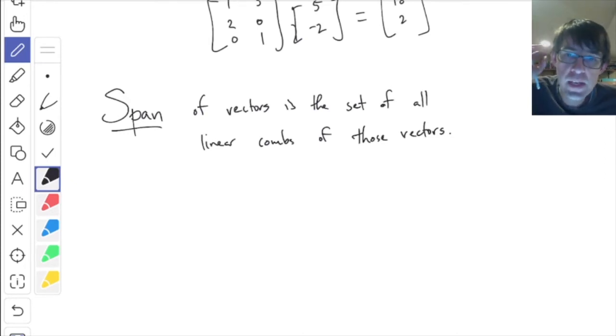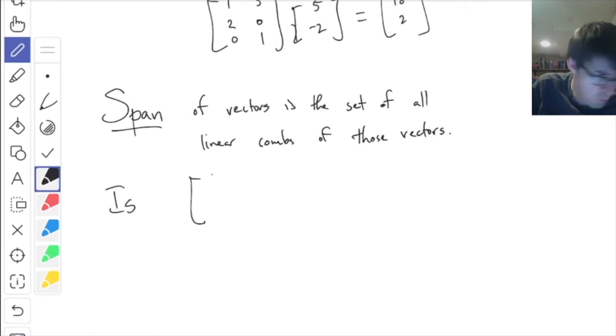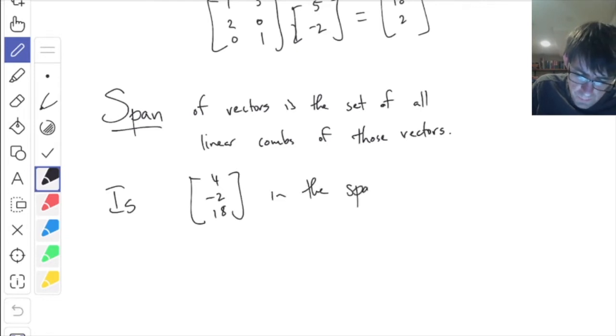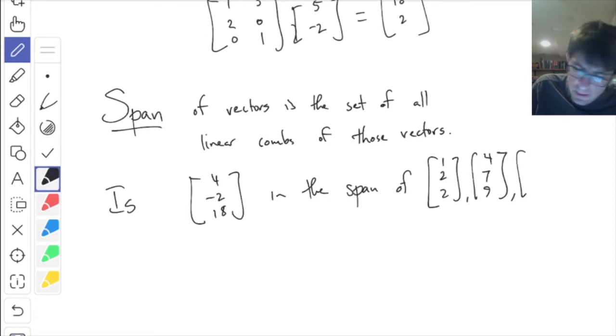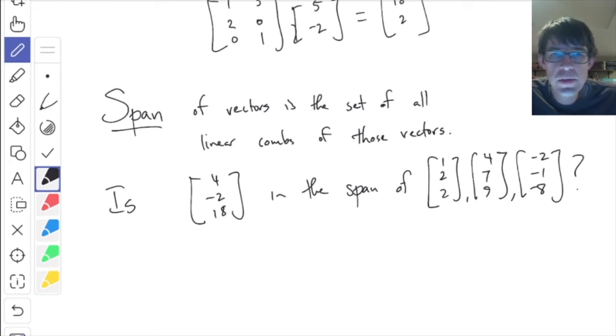So it's a very common question to see. I give you some vectors. I say, is this vector part of the span of these other vectors? Let's try to do one like that. So here's a question. Is this vector 4, -2, 18 in the span of these vectors? 1, 2, 2, 4, 7, 9, and -2, -1, -8. Is that one in the span of these other three? What it means is, is it possible to write the one on the left as some linear combination of those other three? Can I add those three together with constants in front and make it add up to the thing on the left?